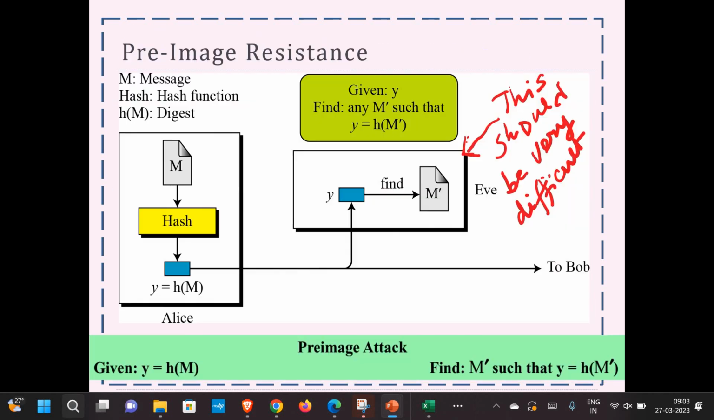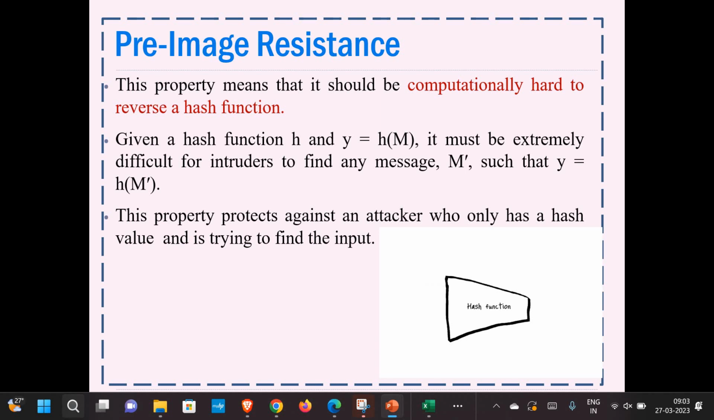Similarly, for the other properties, the pre-image resistance will be such that for each and every input message, there will be a separate hash value which will be generated. So even if the intruder has a certain hash value, it is very difficult to retrieve which particular original message is supposed to generate that hash. Basically, these properties will make sure the hash function is good or bad. That's the basic rule of it.